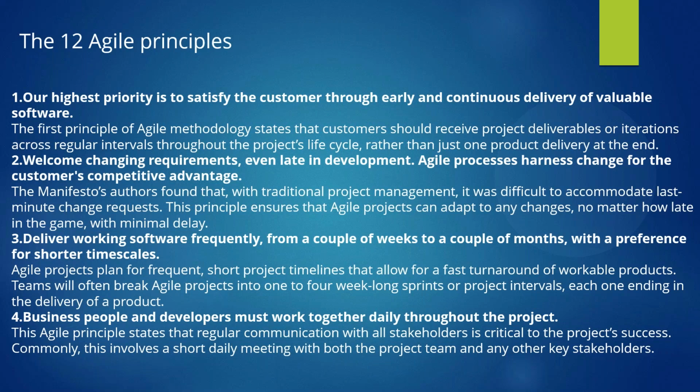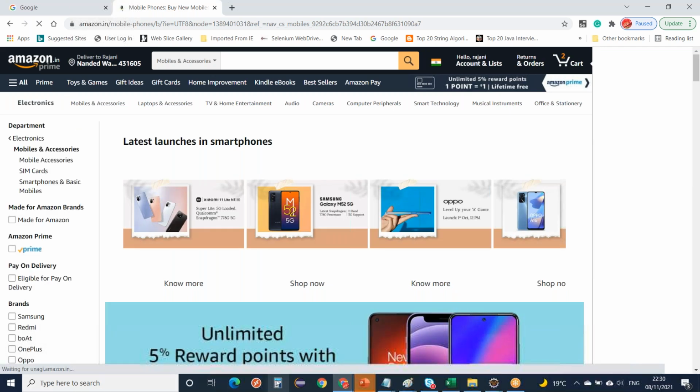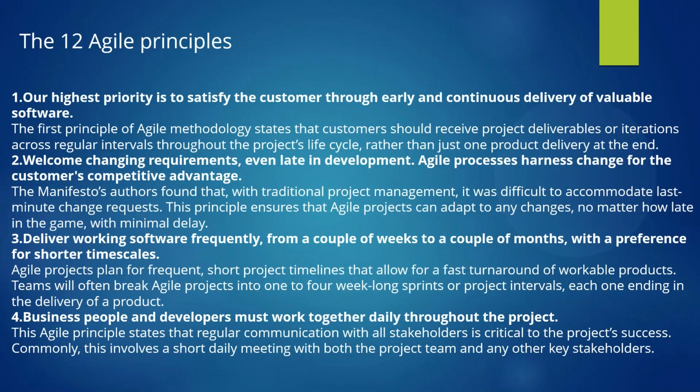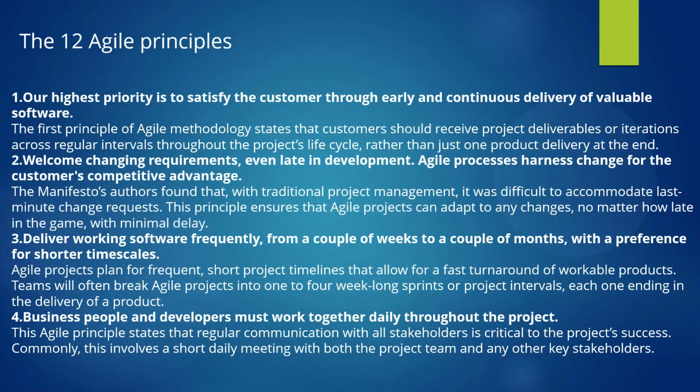So coding being done or testing being done is not enough. Something should work, right? So for this site you're developing at least two features, but for those two features the user should be able to click on, search on mobile, and then see something on that. That means that it is working. Okay, so that is deliver working software frequently, from a couple of weeks to a couple of months.